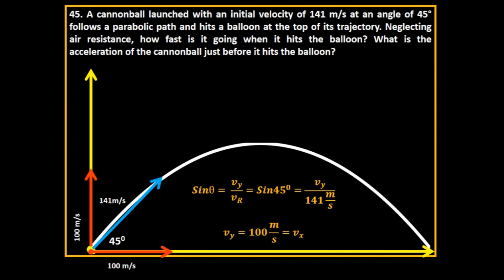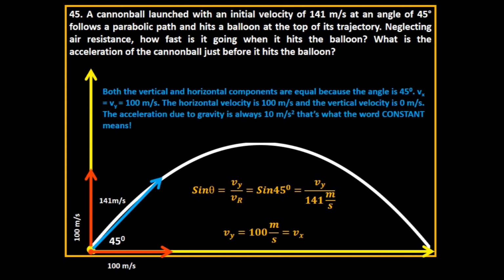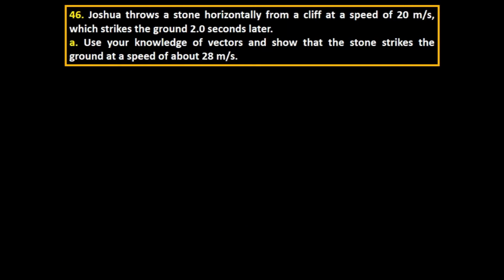Contrary to what a lot of physics books say, we use in our class negative 10 going up and positive 10 coming down. So both the vertical and the horizontal components are equal because of the angle 45 degrees. Vx equals Vy equals 100 meters per second. The horizontal velocity is 100 meters per second, and the vertical velocity is 0 at the top. The acceleration due to gravity is always 10 meters per second squared. That's what the word constant means. So the vertical velocity is 0 just before it reaches d max.